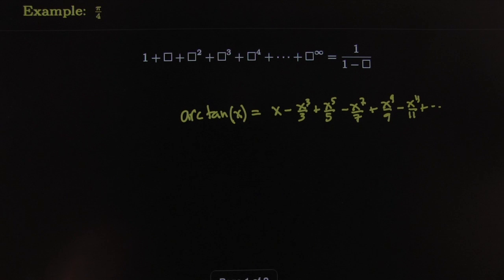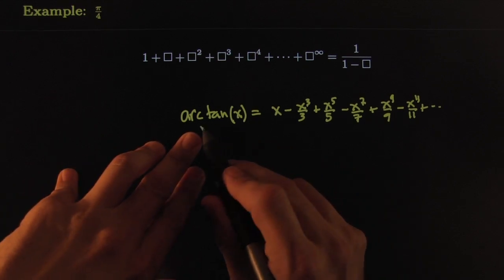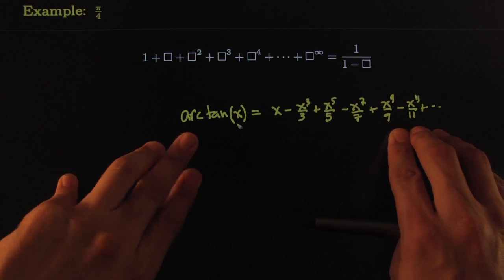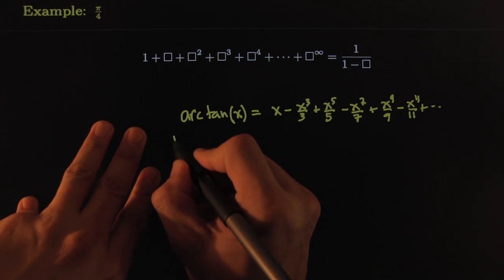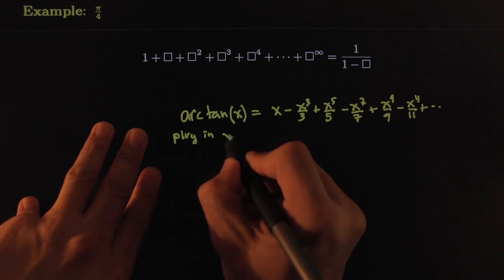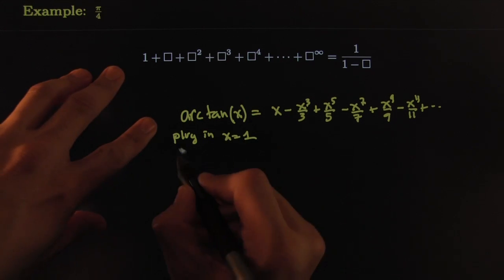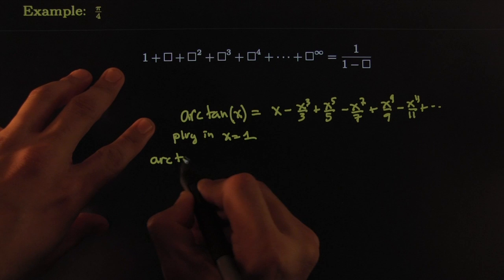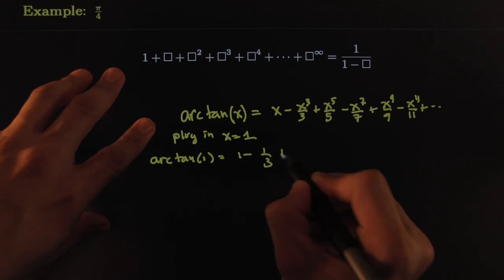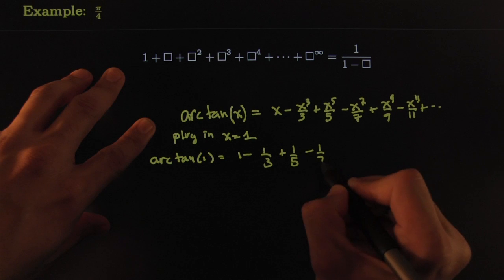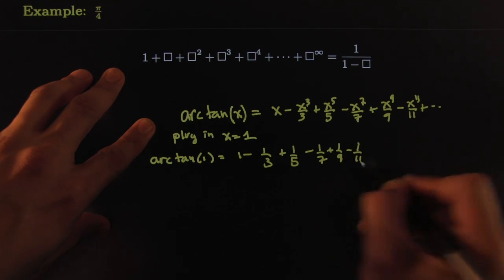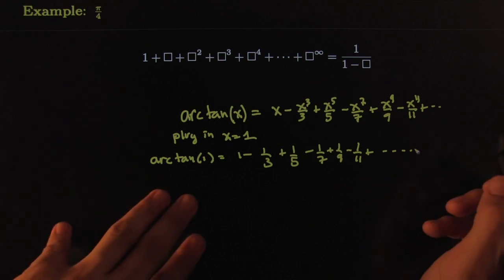So, not too long ago, we wrote the bridge for arctangent. We said that's equal to that polynomial, right? So what would happen if I plug in x equals 1? If I plugged in x equals 1, I would get that arctangent of 1 is equal to 1 minus 1 over 3 plus 1 over 5 minus 1 over 7 plus 1 over 9 minus 1 over 11, etc.